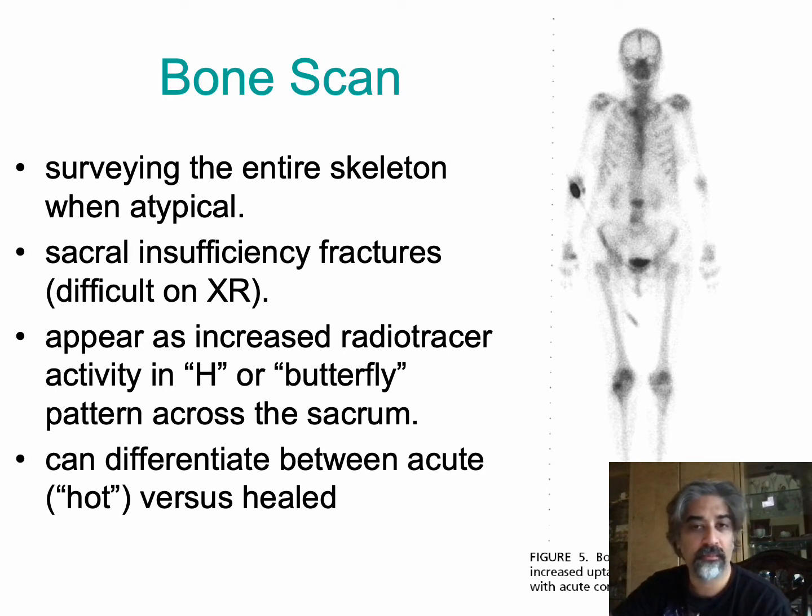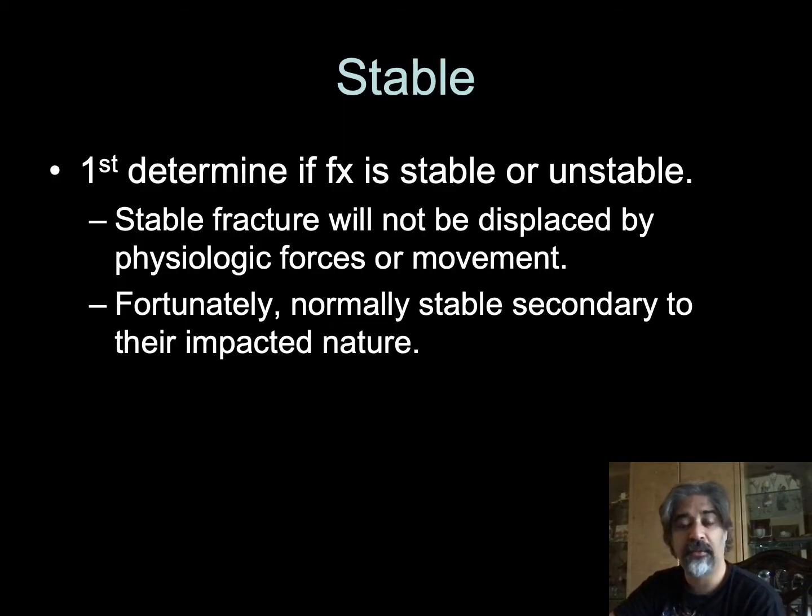Bone scan can be useful for surveying the entire skeleton, especially when you're considering they may have sacral insufficiency fractures, stress fractures. You can see the H or butterfly pattern across the sacrum, and it can distinguish between old and new. Determining stability or instability of the fracture is probably the most important first step. A stable fracture won't be displaced by physiological forces or movement, and if it's unstable, it could lead to all sorts of neurologic compromise, which we don't want.